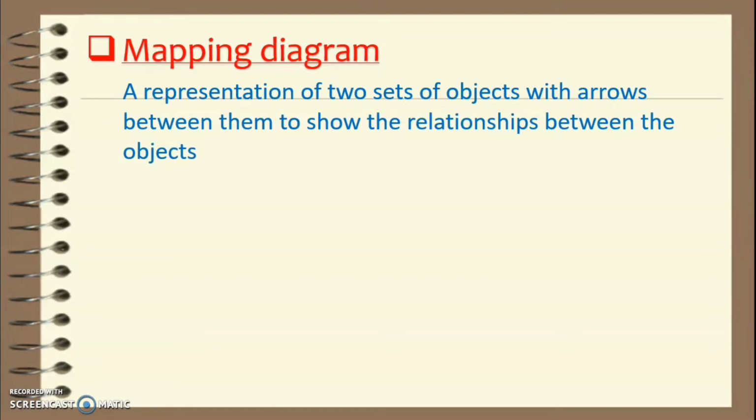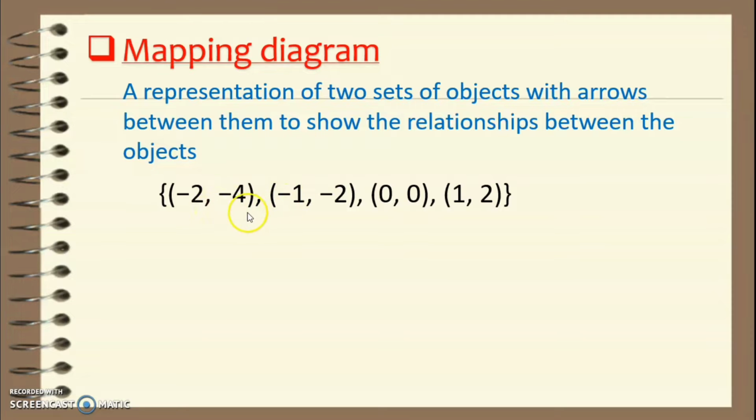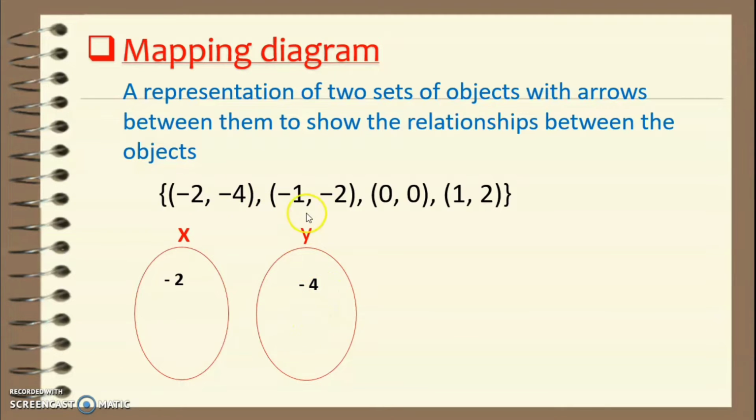Okay, in mapping diagram, or representations of two sets of objects with arrows between them to show the relationship between the objects. So, magdodraw tayo ng dalawang oblong. Ito yung relations natin. Dalawang oblong, then i-label natin. First object is the x, then the y. Next, isusulat natin ang x element natin or our domain, negative 2. Ang range natin is negative 4.